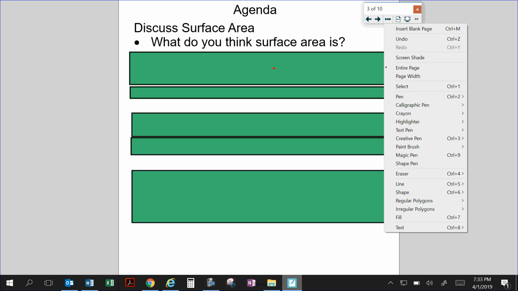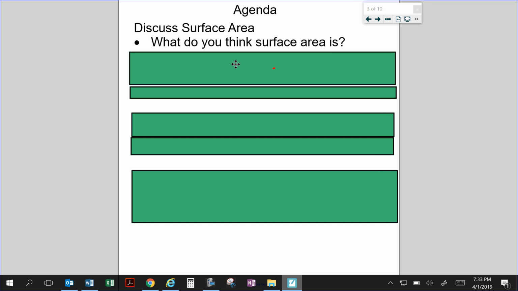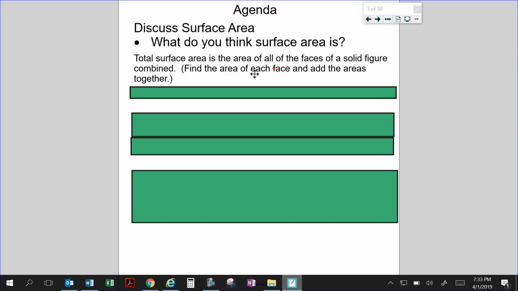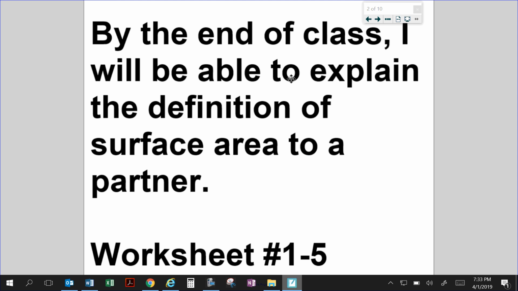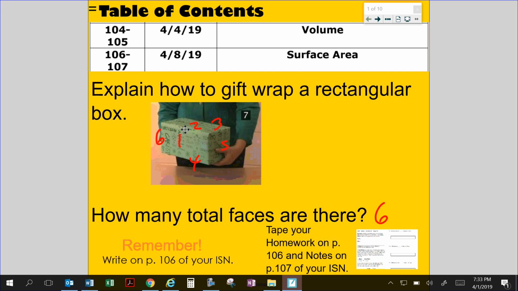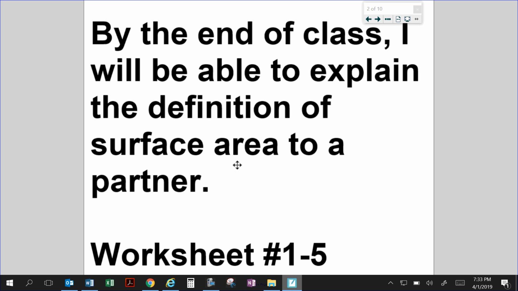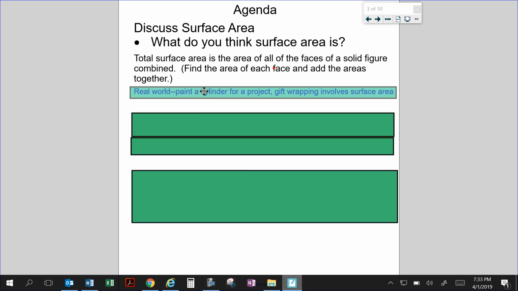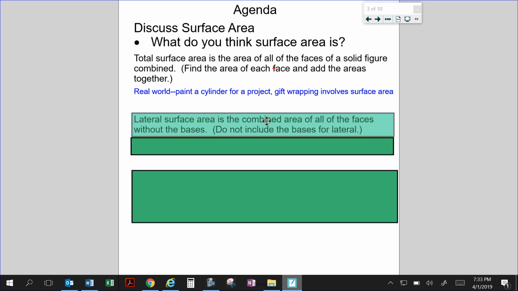So total surface area is the area of all the faces of a solid figure combined. You find the area of each face and add the areas together. For example, right here in this box, it's all of this combined, the area of each rectangle combined. Real world, like painting a cylinder for a project, or gift wrapping, involves surface area.